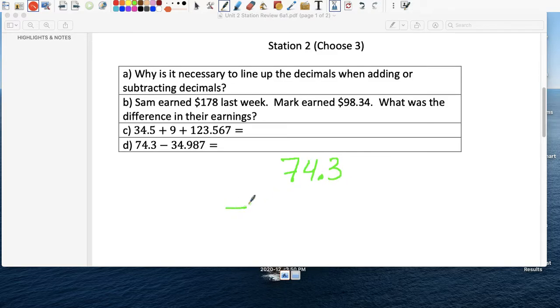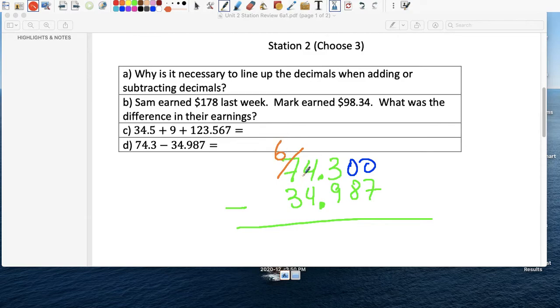74.3 minus, put the decimal first, and then 34.987. Subtract, we make sure, please, you need to put 0, 0. You need to do some borrowing. 0 needs help from 0, no. Help from 3, no. And 3 is going to need help. Can we borrow from 4? No, we're going to borrow from the 7.